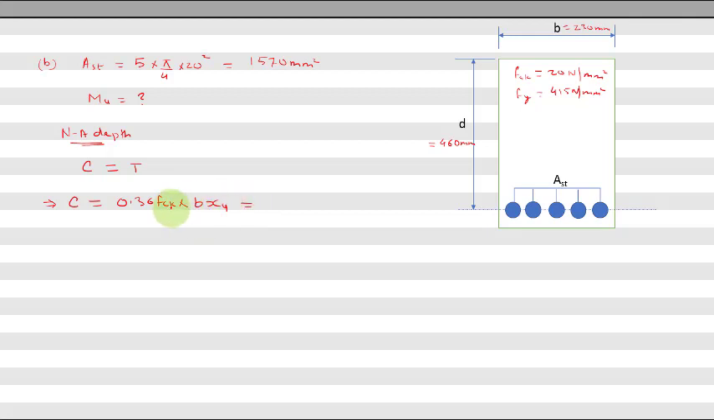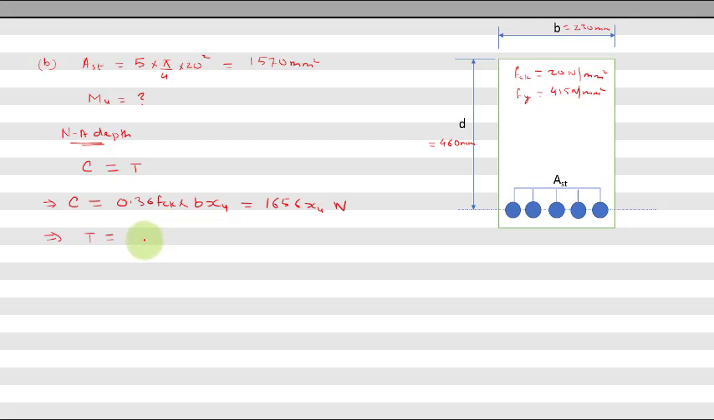So I substitute the value of fck, that is 20, width of beam as 230 mm. I get this value as 1656 xu Newton. Okay. Now what about tension T? So tension will be fst into Ast.